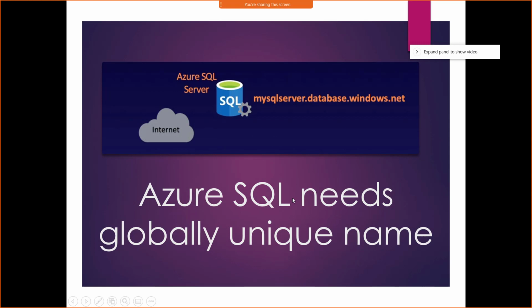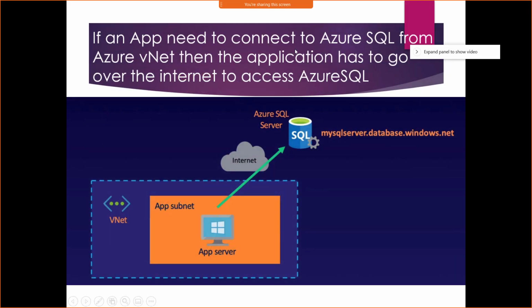If we go ahead, Azure SQL needs globally unique names, so we will be creating our own SQL Server that is actually on the internet, and that's my SQL Server. It would just look like this, the whole path, and obviously you have to then secure it as it's on the internet there, right? And if an app needs to connect to Azure SQL from an Azure VNet, so that is your own VNet that you've created, from there, if an application needs to connect, then the application has to go over the internet to access Azure SQL.